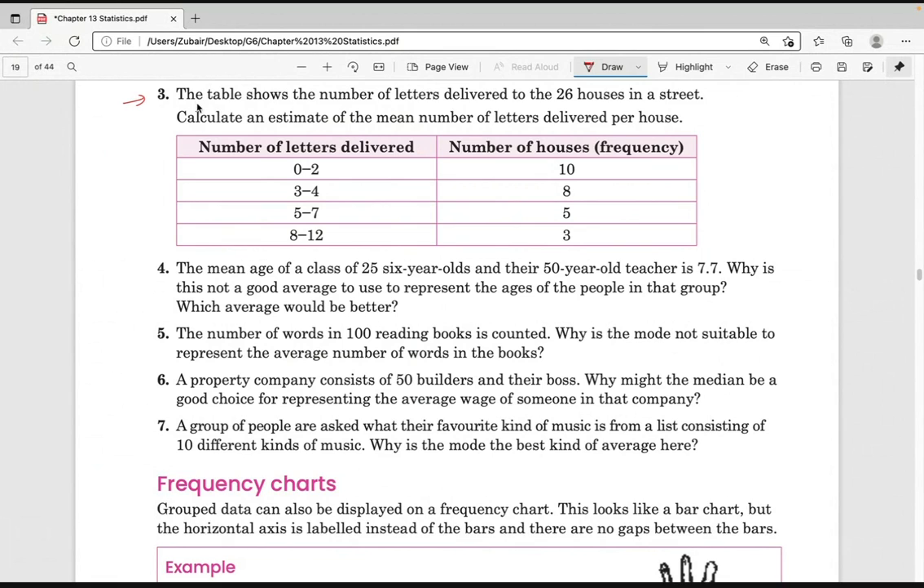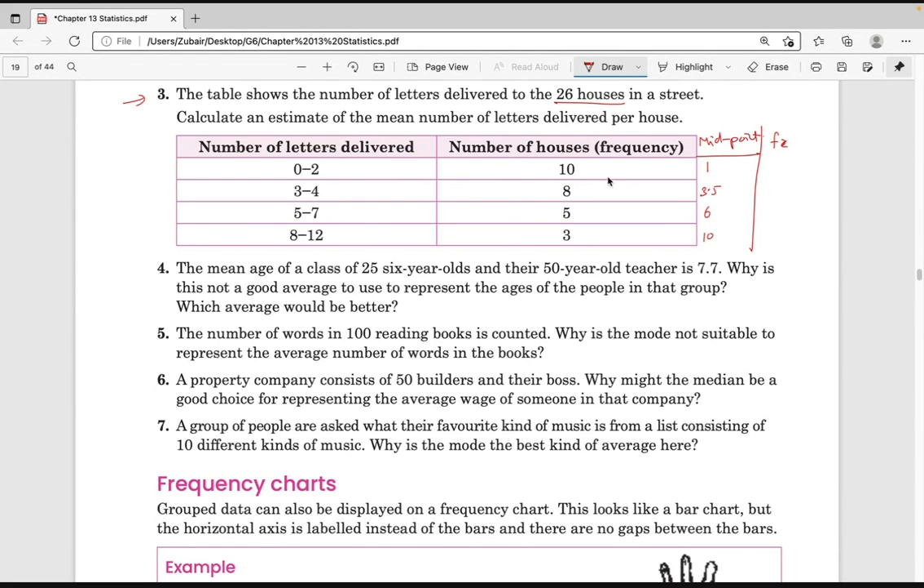Question number 3. The table shows the number of letters delivered to 26 houses in a street. Calculate an estimate of the mean number of letters delivered per house. Now I know that I need the middle number. So I'm quickly writing these middle numbers, 0 and 2. These are small numbers. I may not need calculators. 0 plus 2 is 2, by 2 is 1. 3, 4 is 7. This is 3.5. This is 6. 8, 12 is 20. So mid is 10. Now number of houses for frequency.